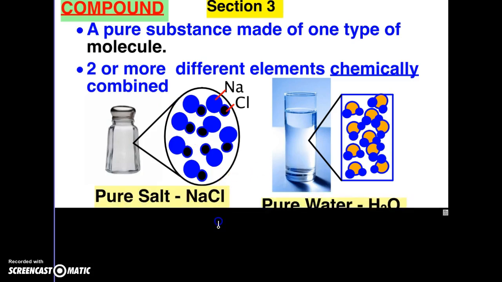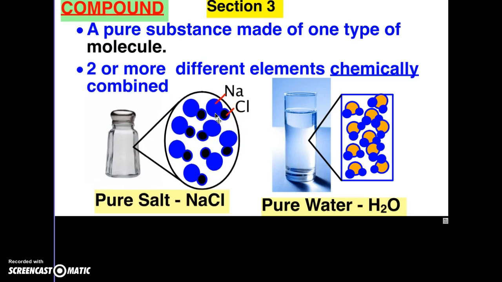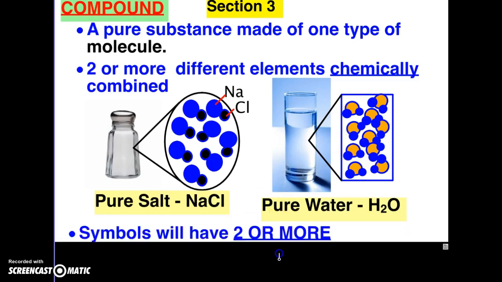So salt is a great example. You can have pure salt, and salt is a compound. It has sodium and chlorine that make up the compound. Two different atoms, but this right here is one molecule of sodium chloride. Pure water is also a compound. It can be pure, but it has different atoms in it. It has hydrogen and oxygen atoms to make one water molecule. Therefore, since it's a molecule, it is considered a compound.